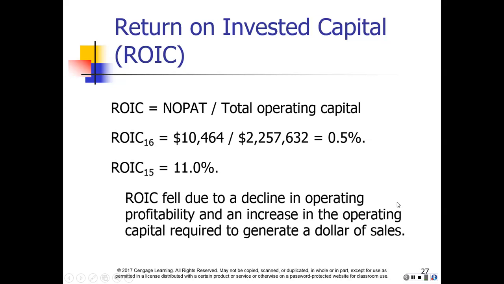Then return on invested capital, which is ROIC. You must have seen this or heard about this quite a bit, but ROIC is NOPAT over total operating capital, and we've calculated these earlier, but NOPAT for 2016 was 0.5%, which went down from 11% in 2015. And ROIC fell sharply, and that's due to a decline in operating profitability and an increase in operating capital requirement to generate each dollar in sales.